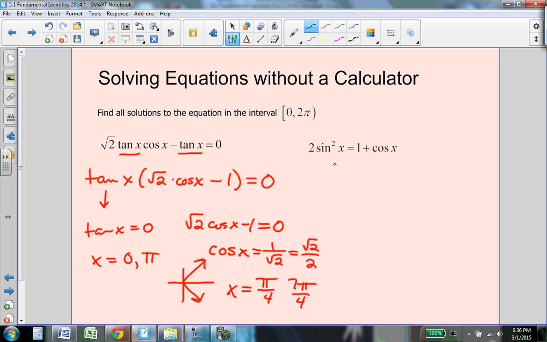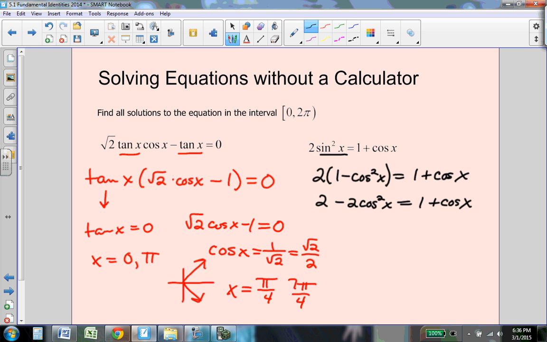And now this one, I've got a mixture of sines and cosines, which is usually not pleasant, especially if I'm trying to factor. Don't have anything in common. So I'm going to use my Pythagorean identities to replace this sine squared with 1 minus the cosine squared. So I have 2 times 1 minus the cosine squared of x. Notice the parentheses in the substitution. 1 plus the cosine. Distribute 2 minus 2 cosine squared of x equals 1 plus the cosine of x. And I've got linear terms, I have constant terms, I have squared terms. Get everything on one side, set it equal to 0 so that we can factor and solve.